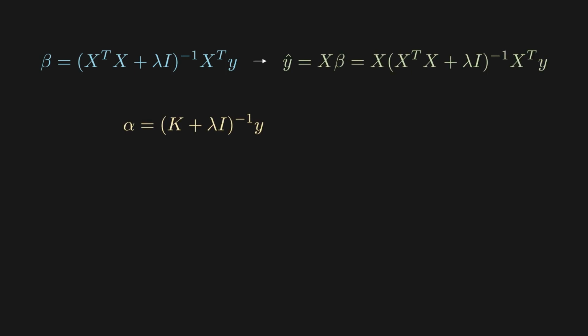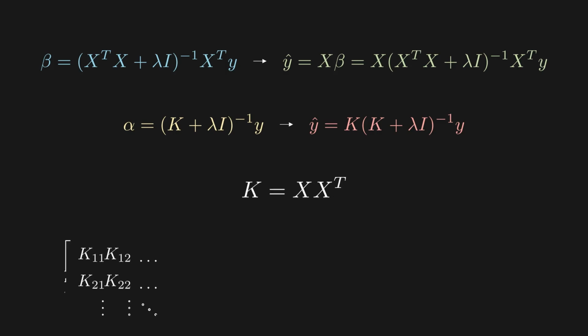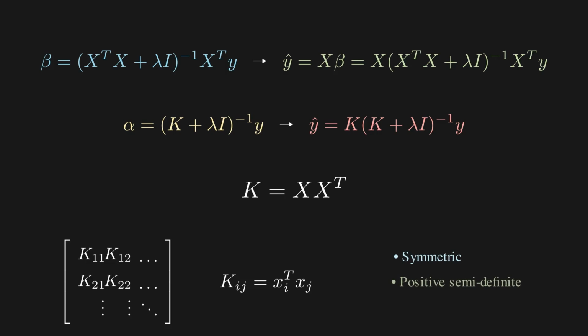After some algebra, we derive an expression for alpha that involves our regularization parameter lambda. Here we introduce the kernel matrix K, which is defined as this. This n cross n matrix is built from inner products. Each entry measures the similarity between observations i and j. These similarities are key. K is symmetric, positive semi-definite, and every element reflects how alike two data points are.